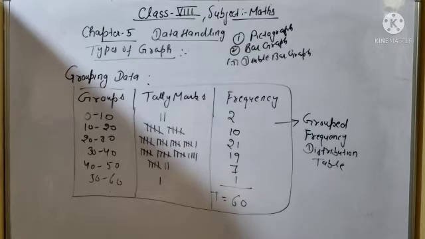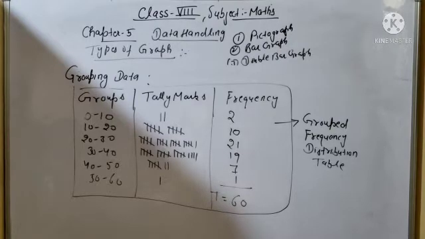So how many total students? 7 are between 40 and 50, and 50 to 60 is 1 student. So 7 plus 1, you will get 8. So how many students are getting marks between 40 and 60? You can say 8 students. Like that you can give the answers to the questions.